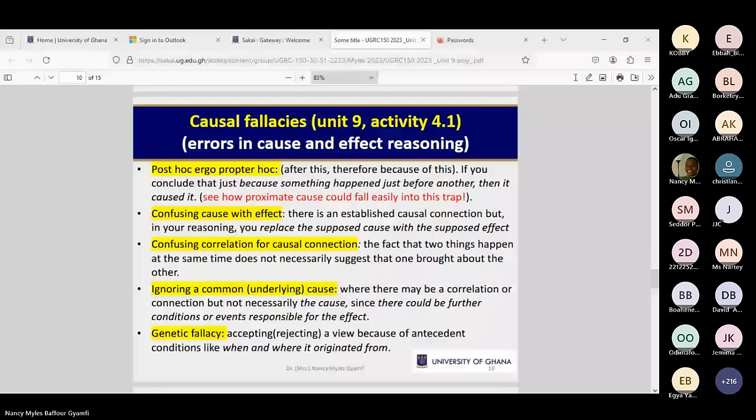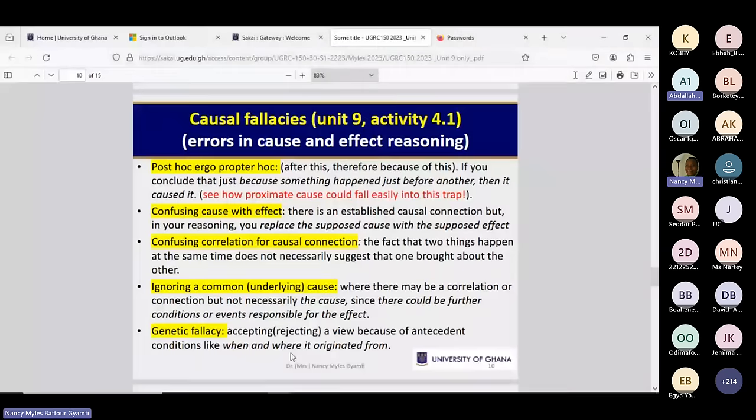Causal fallacies, unit 9, activity 4.1. Errors in cause and effect reasoning. Post hoc ergo propter hoc. After this, therefore, because of this. If you conclude that just because something happened just before another, then it is the cause of it. See how proximate cause could fall easily into this trap. Confusing cause with effect. Very good.